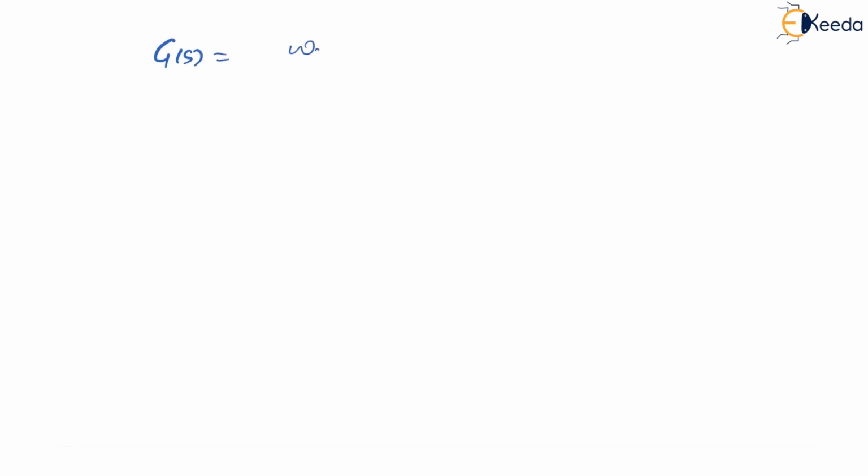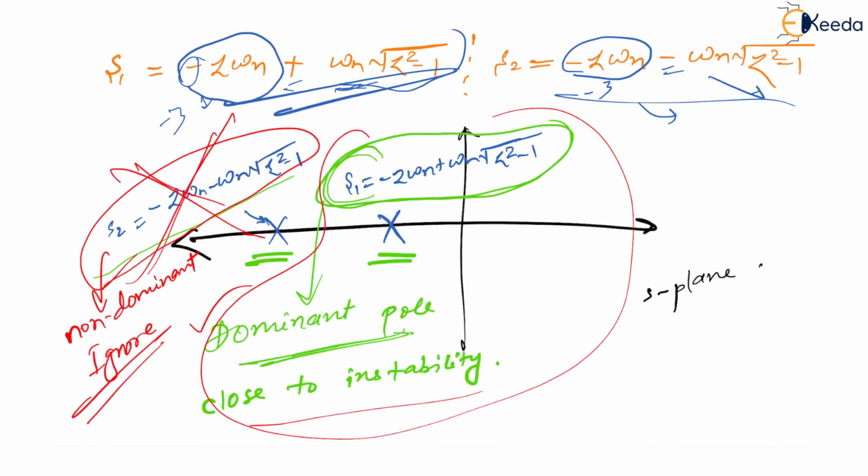So our G(s) will be omega n squared upon, and it will only have the dominant pole: s plus zeta omega n minus omega n into under root of zeta squared minus 1. This is what it will have. That's it. It is not going to have anything else.